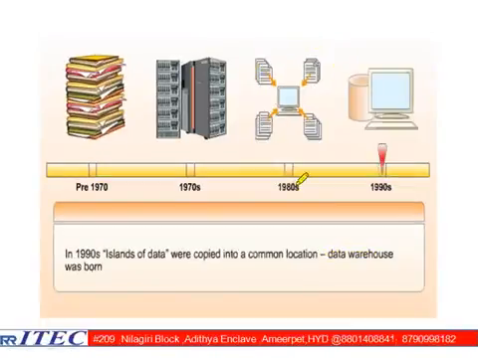Now, in the 1990s, these islands of data, that means different data, were copied into a common location that is known as the data warehouse, and that is how it was born. Yesterday also, Google search engine data and YouTube search engine data were being copied into the data warehouse. Yes or no, sir? So islands of data is nothing but different data we used to copy into a single location. That's how the data warehouse came into existence.